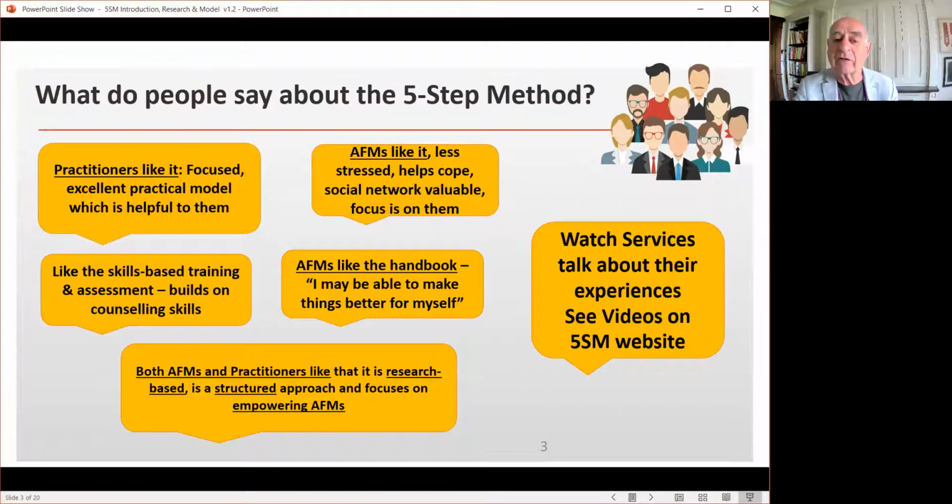Affected family members like it because it helps them feel much less stressed. It helps them cope. It helps them develop their social network, which they find very valuable, and because the focus is on them and how they can improve their lives and their coping. And affected family members like the self-help handbook. One person, for example, said, I realized I may be able to make things better for myself.